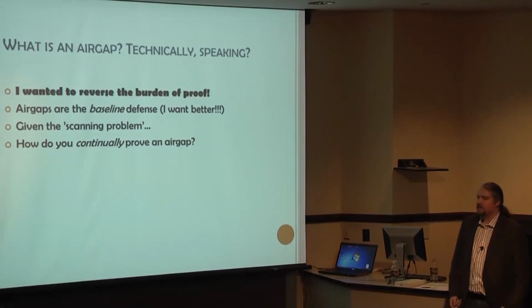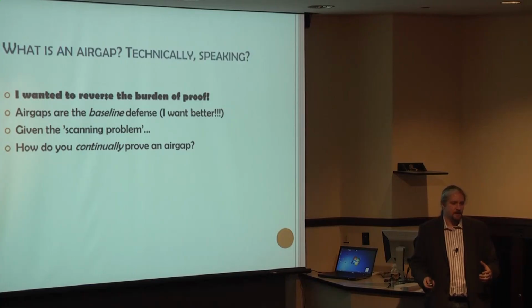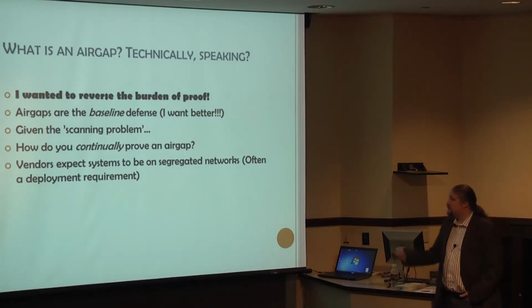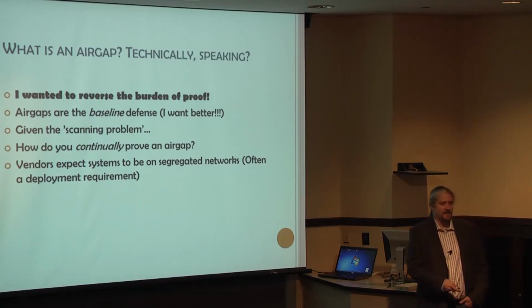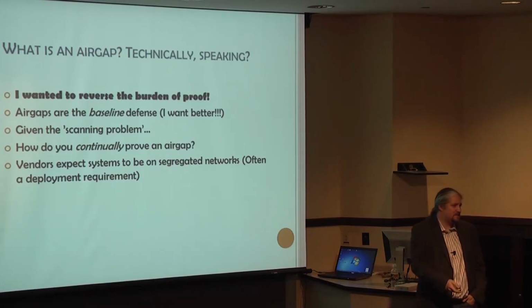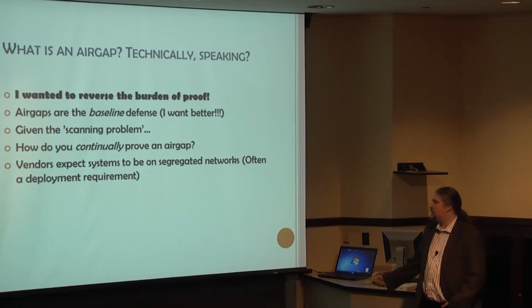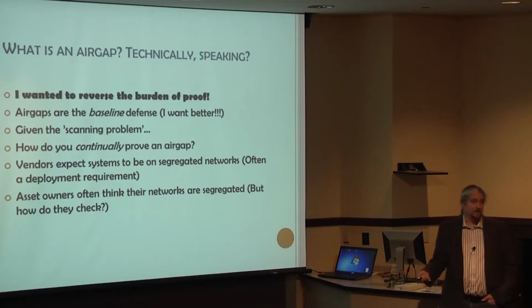And as a nation, how do we assure ourselves that most people are putting their systems in a preferred state or closer to a secure state? Okay. Vendors expect systems to be on segregated networks. I've seen this. It's in the requirements. They'll say in the OEM, like, never deploy this on the open internet, right? And they comfort themselves with this. Like, it's okay to have this TFTP server that just does whatever you tell it to because it's not on the open internet. Okay. On the other side, asset owners will think that their networks are segregated.